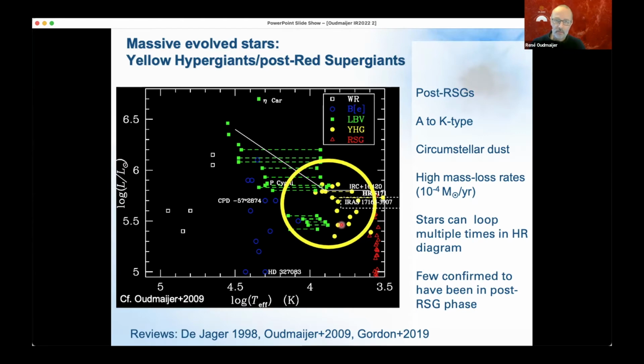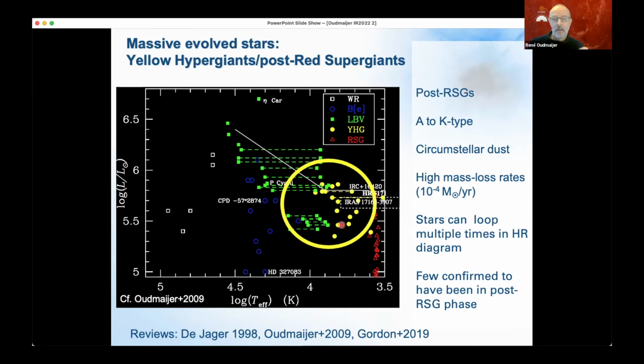That's, of course, a little bit of a puzzle, but one of the things that we found is that some of these yellow hypergiants have really a lot of dust emission due to the previous mass losing phase, which we identify with the red supergiant phase. They also have some enhanced abundances that would indicate that they've gone through some dredge-ups. So typically these post-red supergiants, A to K type spectral types, supergiant spectral types, the mass loss rates that we infer from the dust are really very high, 10^-4 solar masses per year.